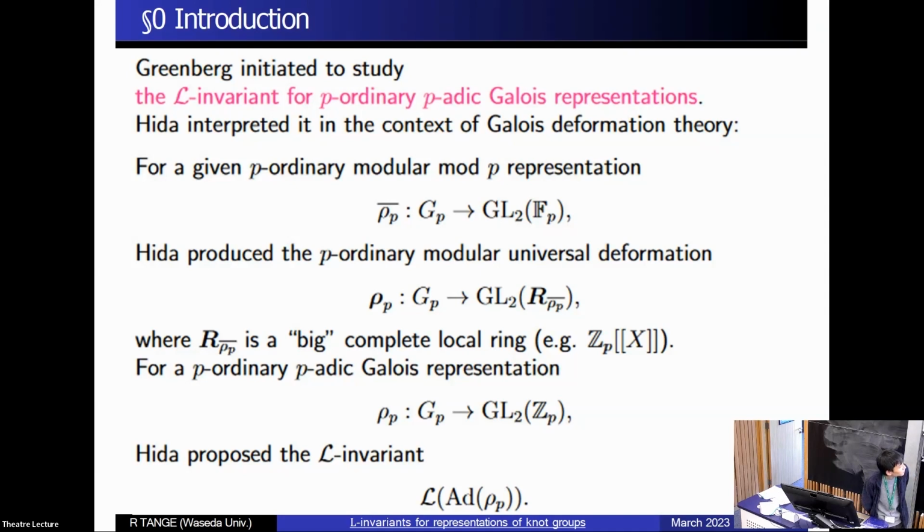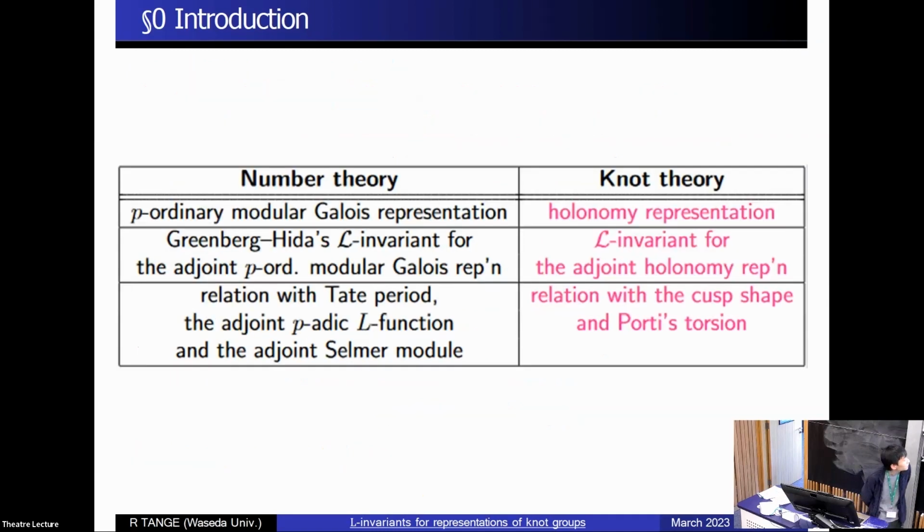For a p-adic Galois representation rho p from the Galois group to GL2(Q_p), we propose the L-invariant for the adjoint representation. So this is a summary of today's talk, and the right-hand side is the answer of today's talk, and I will explain this more precisely.